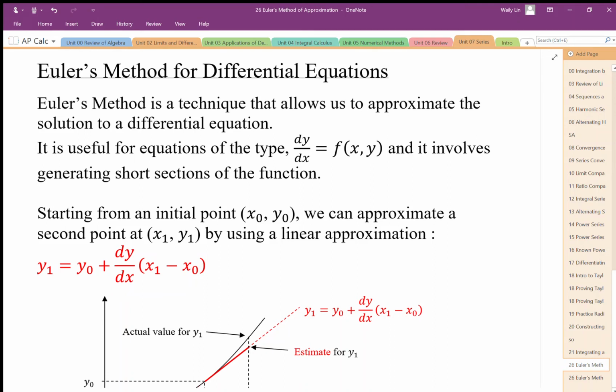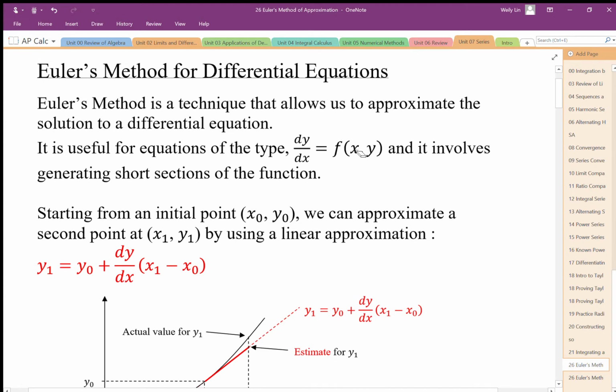So Euler's method for differential equations is basically an approximation technique that allows us to solve a differential equation. In some ways it's similar to slope fields, and it does lend itself to slope fields as well, because with slope fields we were approximating the solution by just kind of following slope lines. So it is actually fairly similar to that. This is more of a numerical technique though, and basically we're going to solve these differential equations.